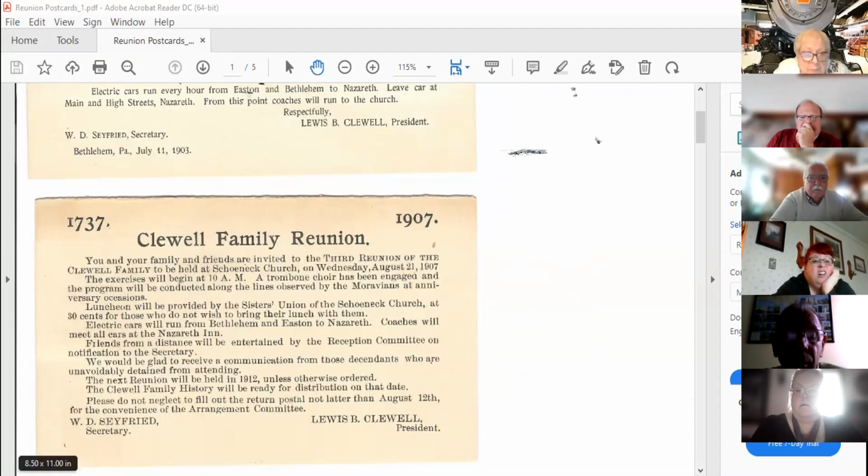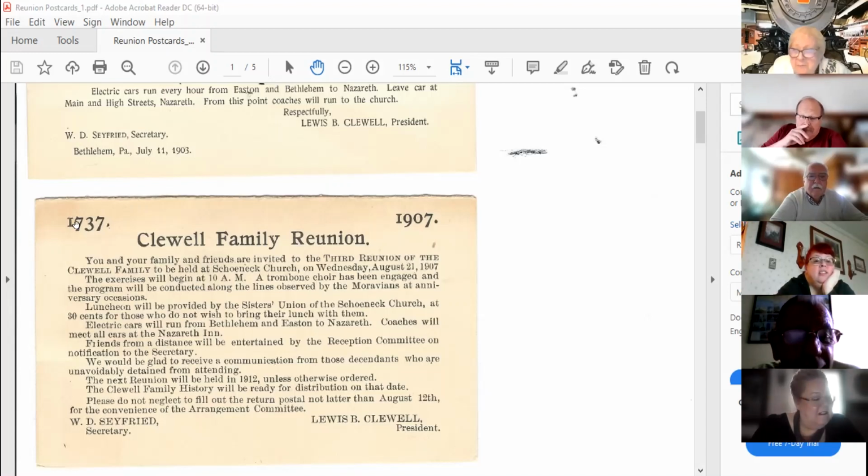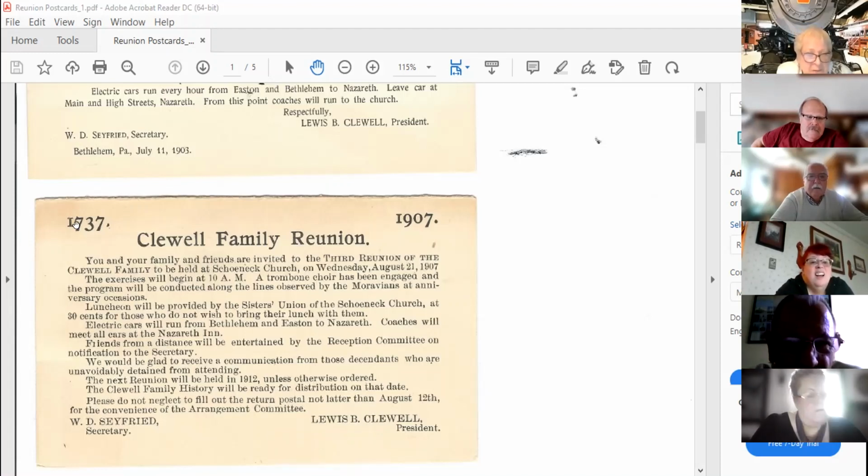Let me see if I can find one of those letters, from a past reunion. I love the 30 cents. Yeah, gotta love it back then, for the luncheon. It's even like the church ladies did the luncheon for 20 cents. Notice the electric cars will run. Yeah, we're back to electric cars, folks.